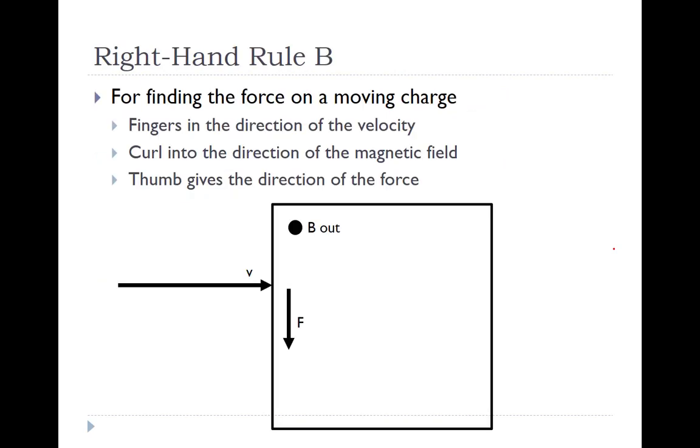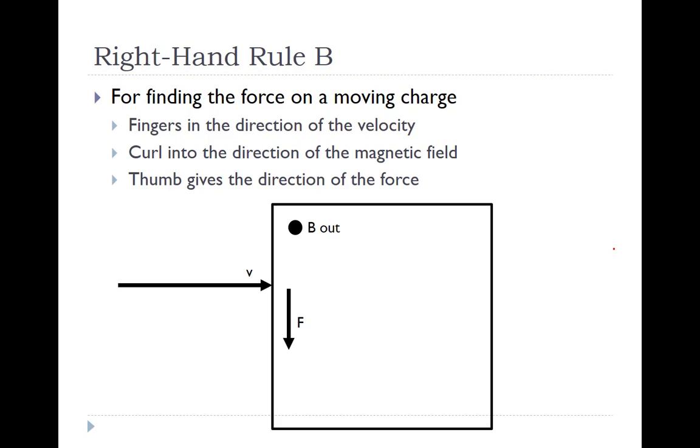The direction of the magnetic force is determined by right-hand rule B. Again, I go over right-hand rule B in the last part of this unit. I will do just this one example here. Okay, so right-hand rule B is for finding the force on a moving charge.